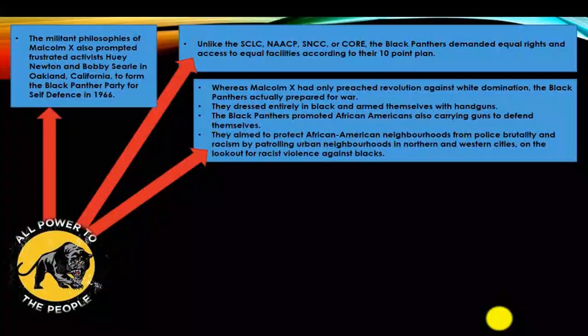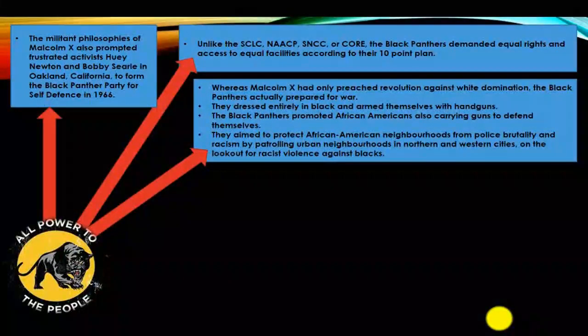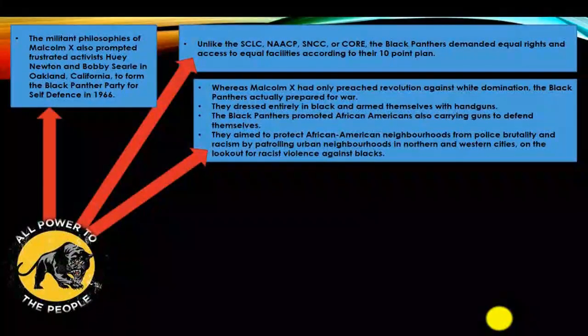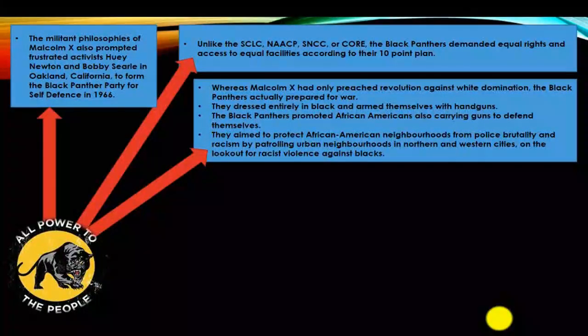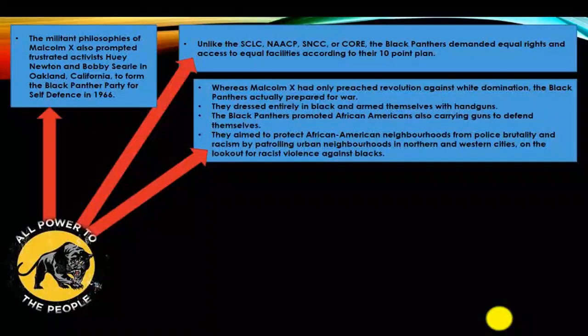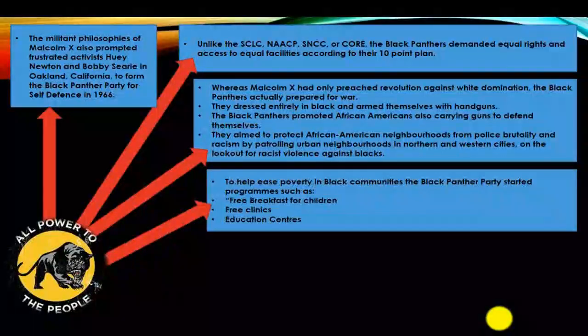They dressed entirely in black, and they armed themselves with guns. They called for people to carry arms to protect themselves. They aimed to protect African American neighborhoods from police brutality and racism, and they did so through patrols to keep an eye out for violence.